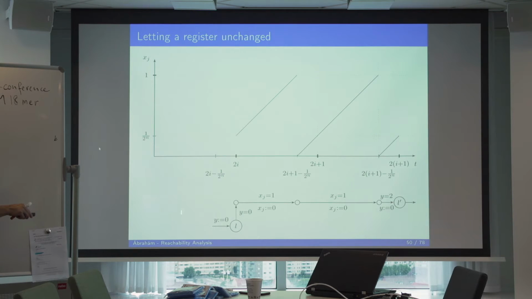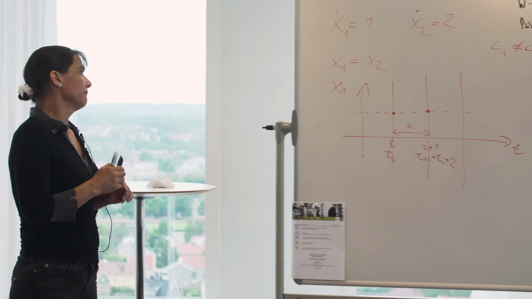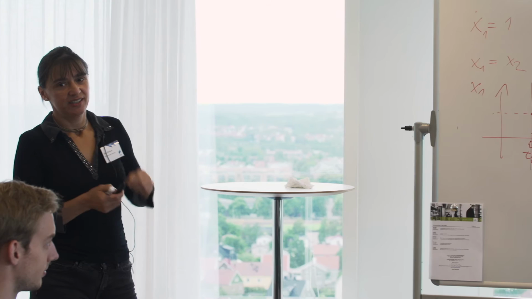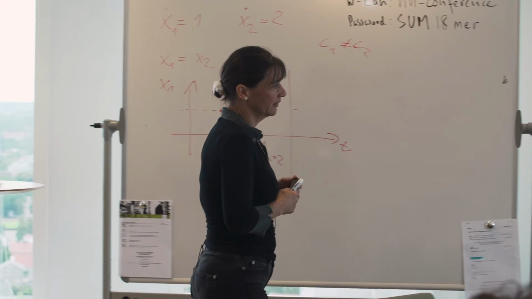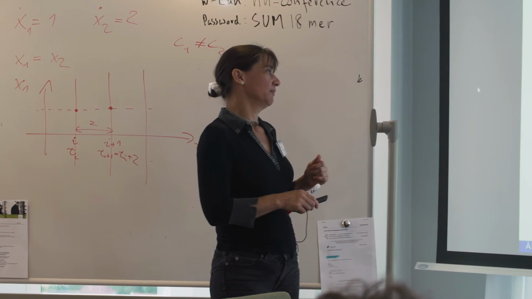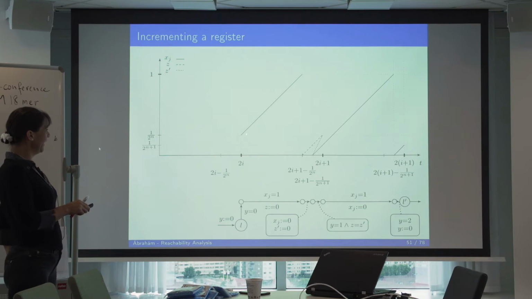And this can be encoded by an automaton here. Now incrementing a register is a bit more complicated, and we need non-determinism. But it can be done. So what we do is, again, I want xj.